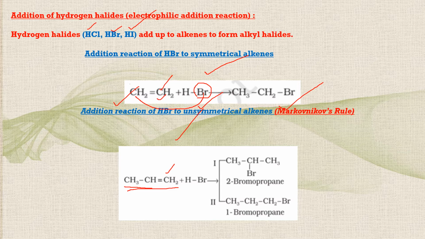The Markovnikov's rule, its statement is also very important. You can be asked to write it in the exam. And otherwise also, if you remember it properly, it's going to help you whenever you have to predict the products. So the rule says the negative part of addendum, that is the molecule like HBr here, which is adding to the double bond, goes to that carbon of the double bond which has lesser number of hydrogens.